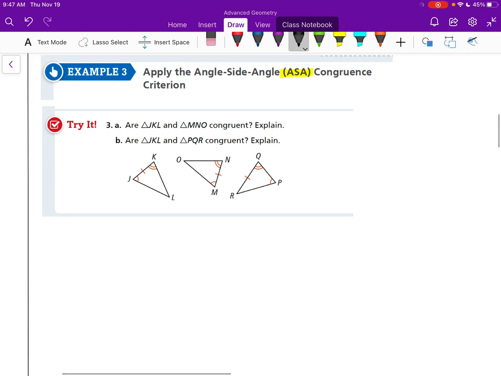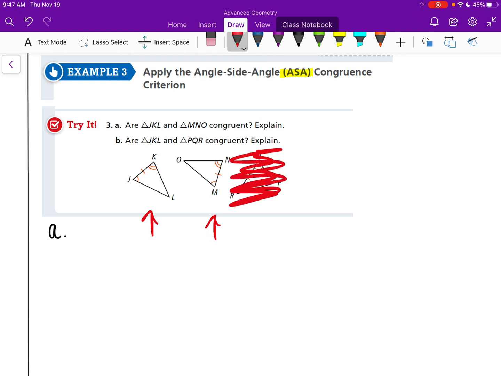So here we go. Part A, let's investigate these 3 triangles. And I see that we've got congruent angles, some congruent sides, and let's see what Part A wants us to do. Part A wants us to know are JKL, this triangle, and MNO congruent. So we're not using this one. I'm going to cover him up not to confuse myself. Let's look at these 2 triangles and see.